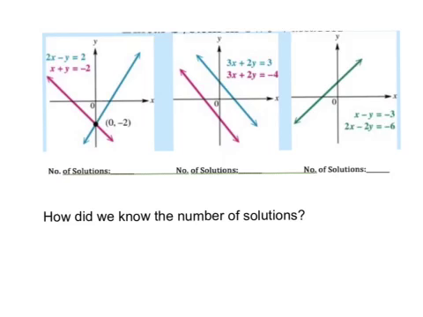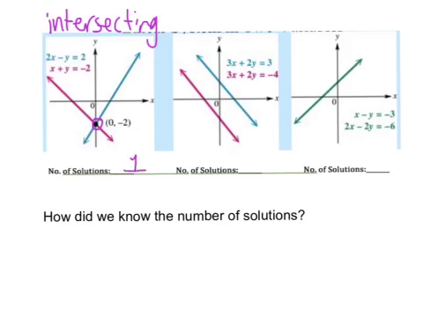Continuing with a review, just to refresh ourselves, we have 3 types of linear graphs, systems of linear graphs. In our first, we have 2 lines that cross. So remember what those are called. They are called intersecting lines. This point where they intersect is our solution. So how many solutions? 1.